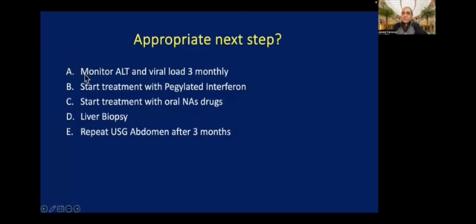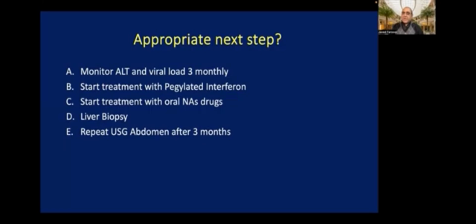Option A is monitor ALT and viral load 3 monthly. So if you want to monitor her ALT and viral load 3 monthly, your option should be A. Option B, start patient with pegylated interferon. Option C, start treatment with oral antiviral therapy. Option D, do liver biopsy. And option E, repeat ultrasound abdomen after 3 months. So, please note down whichever option you select as the appropriate next step in this lady.